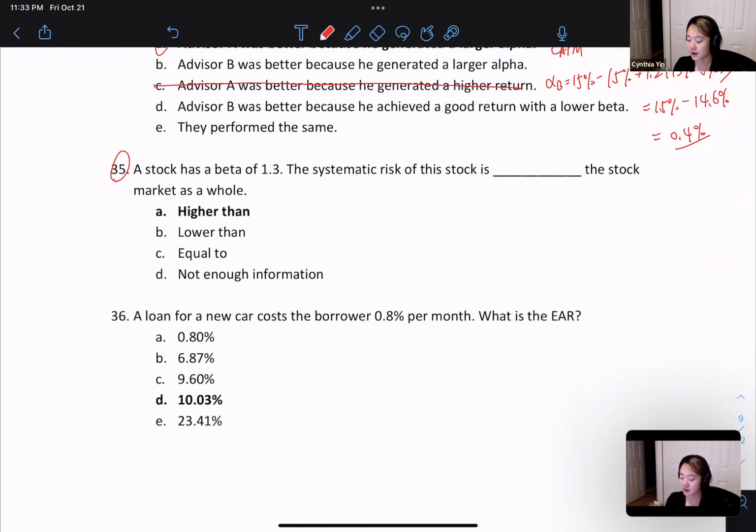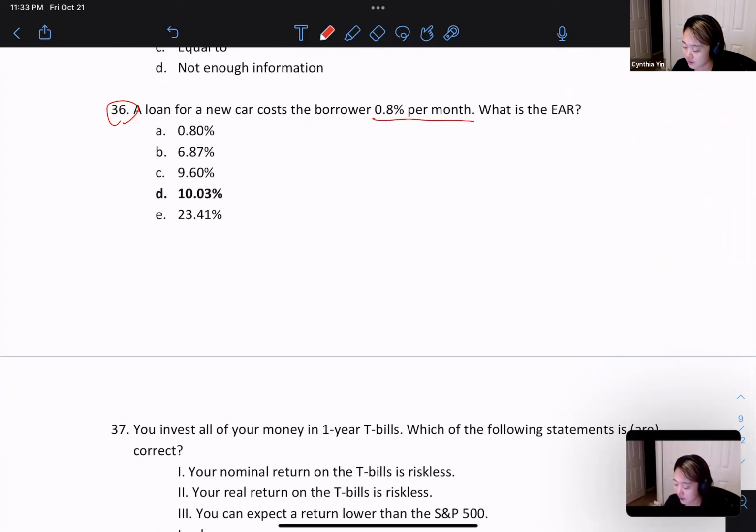What is the EAR for this new car cost? New car, okay, the loan has a 0.8% per month rate, and there are 12 months in 1 year. So EAR, again, has compounding. Let's see how much this is.